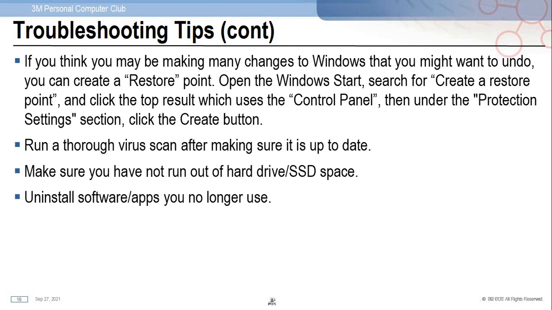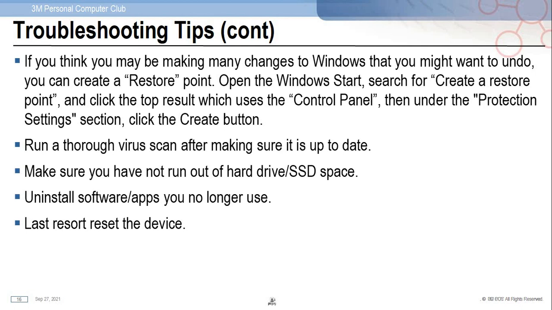Uninstall software or apps that you no longer use. Similar to doing, let's say, spring cleaning once a year, you can go through your phone or your Windows, and if you haven't used a particular app or things like that, you can uninstall it. That'll free up space, make your computer faster, and potentially cause fewer problems.